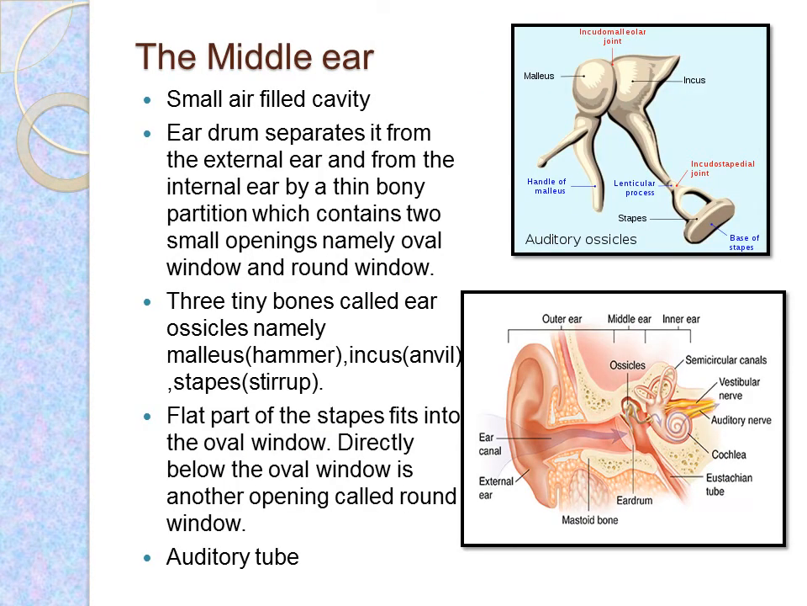Now in this slide we are seeing the middle ear. What is it? It is a mere air-filled cavity. After the eardrum or tympanic membrane ends, the middle ear starts. The middle ear is separated from the external ear by the eardrum, and from the internal ear there is a bony partition. This is an air-filled cavity. What is happening here inside? There are three small tiny bones.